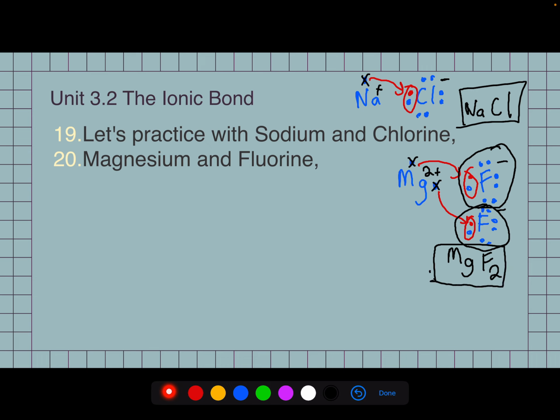Okay? Then we have calcium and phosphorus. Calcium has 2 valence electrons and phosphorus has 5.